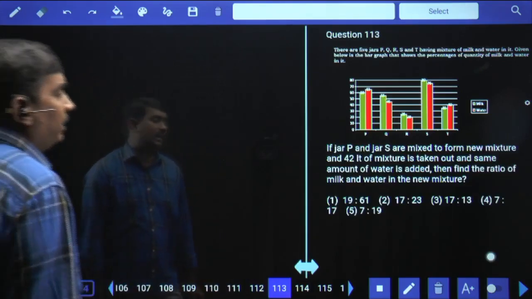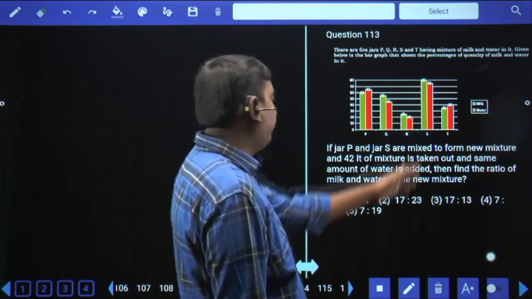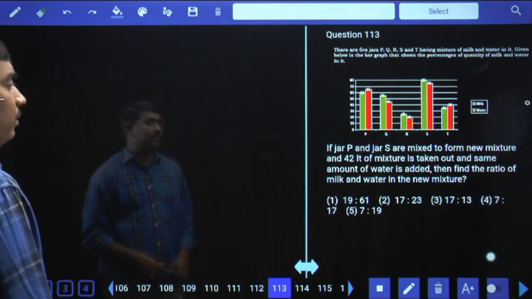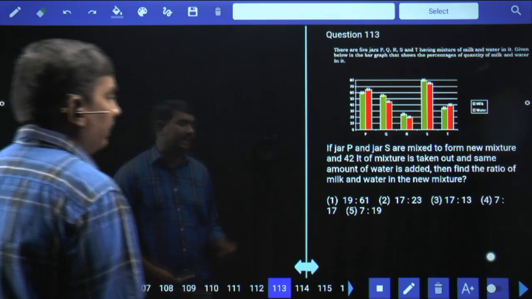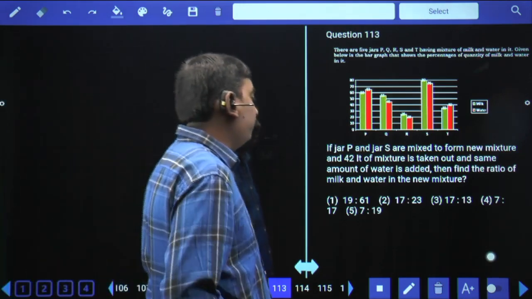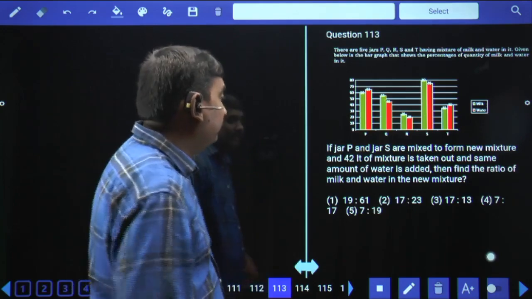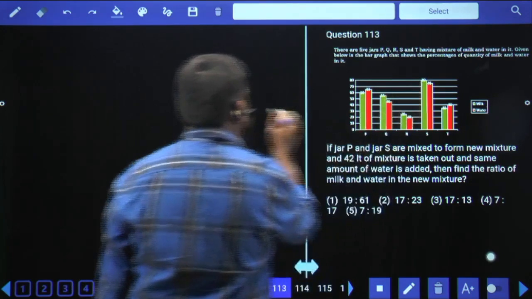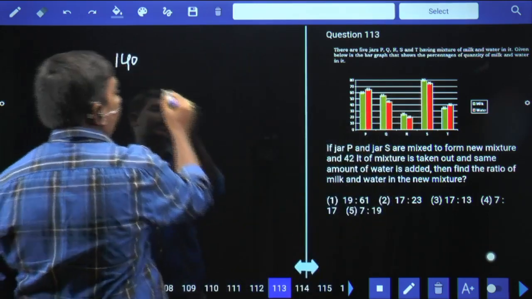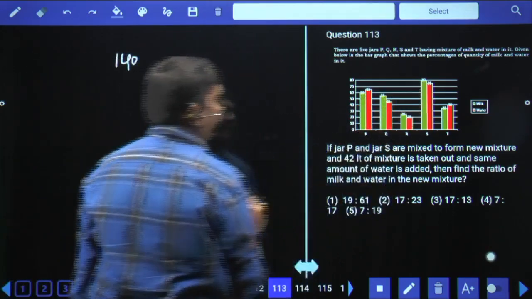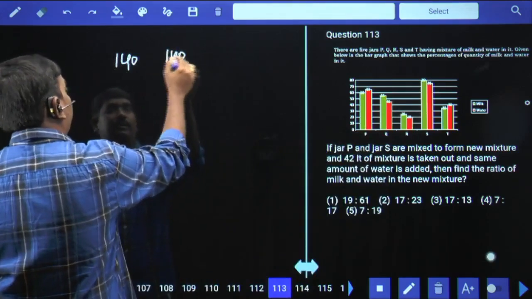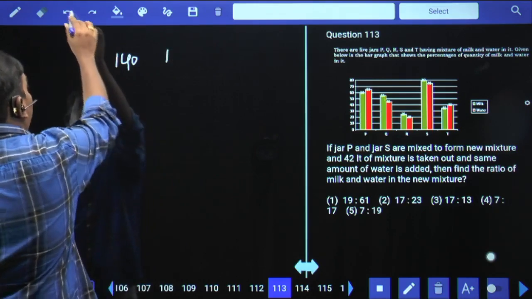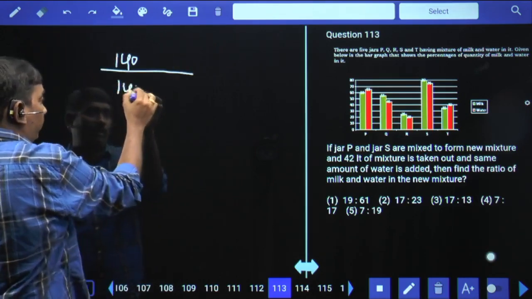If jar P and jar S are mixed to form a new mixture and 42 liters of this mixture is taken out and the same amount of water is added, then find the ratio of milk and water in the new mixture. Jar P, jar S. Milk is 60 plus 80, 140. Water is 65 plus 75, 140. So initially they were in the ratio of 140 milk and 140 water.